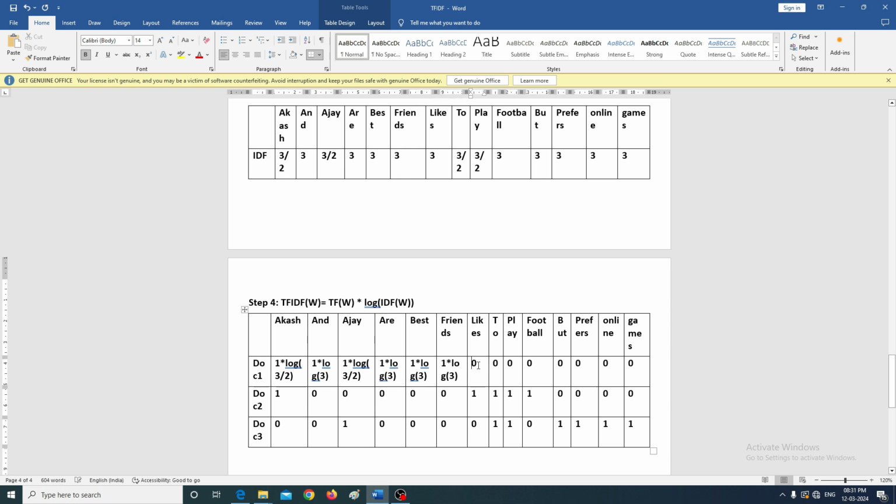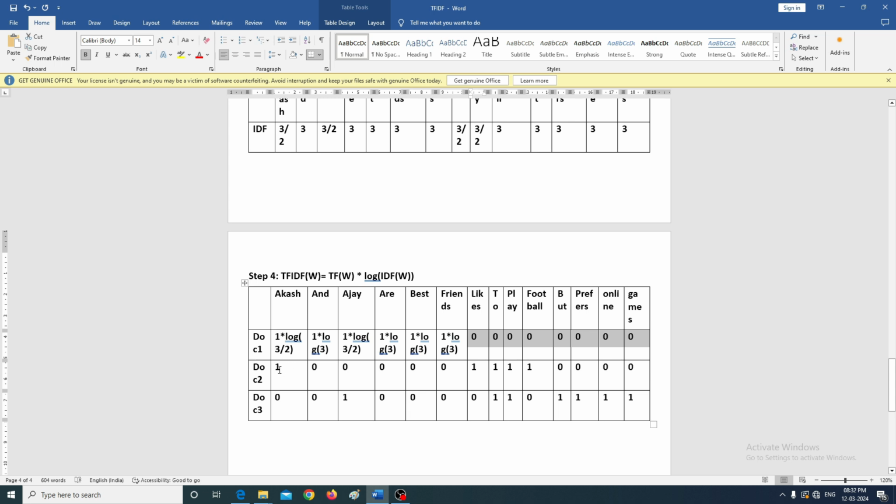Next, 0 for likes, guys, the word like. I am calculating the TF-IDF for the word like. Here the term frequency of this word is 0. 0 times log of IDF of W. The IDF of likes is 3, so 0 times log of 3. 0 times anything would be 0, so I am placing 0 here. I am not multiplying this 0 with the log of IDF of like. Here I am not calculating the TF-IDF for these words, because it would be 0. Okay.